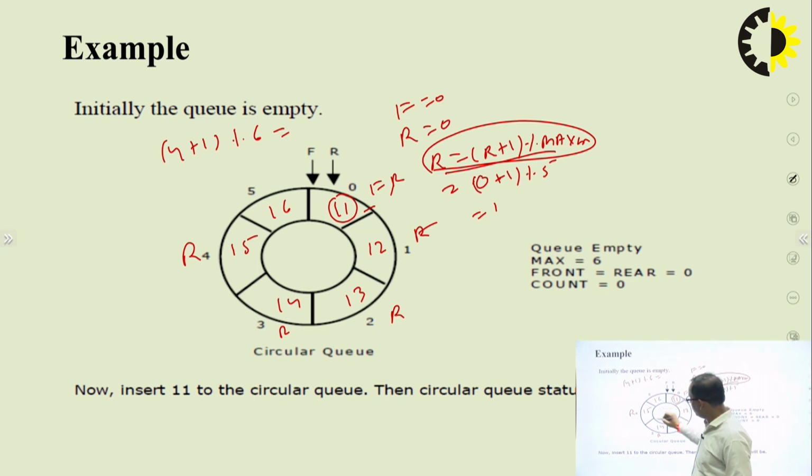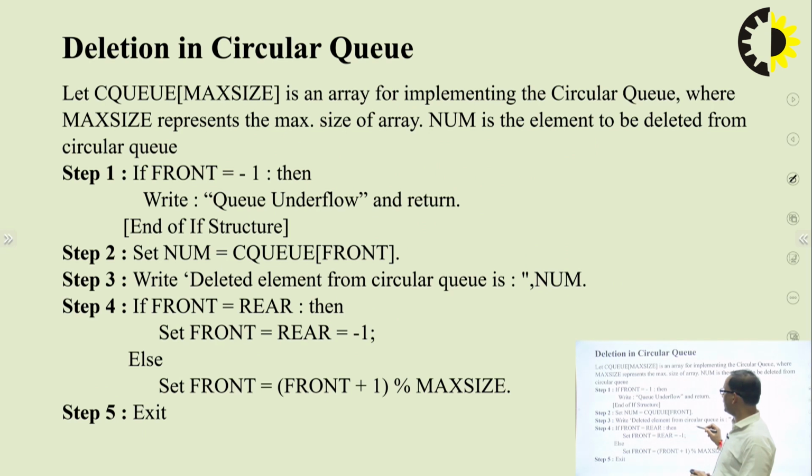So now the queue is full. So if we try to insert a new element, what happens in this situation? When we perform rear is equal to rear plus 1 modulus max size, in this case 5 plus 1 modulus 6, it will represent 0. So front is equal to 0 and rear is equal to 0.